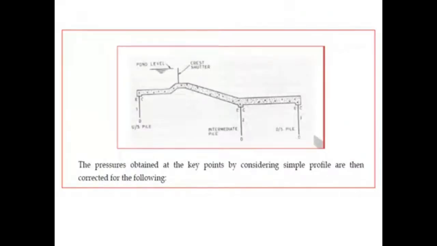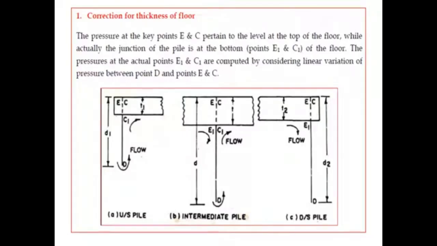After finding out the pressures at the key points for a simple profile, we have to go for the corrections. The first correction that you do is the correction for thickness of the floor. Because whatever pressures we get at the key points E and C always pertain to the top of the floor, while actually the junction of the pile is at the bottom. Say that is E1, C1 here. This is 100 percent. So we get C1 and E1. Therefore the pressures at the actual points E1 and C1 are computed by considering linear variation between the points D and points E and C.